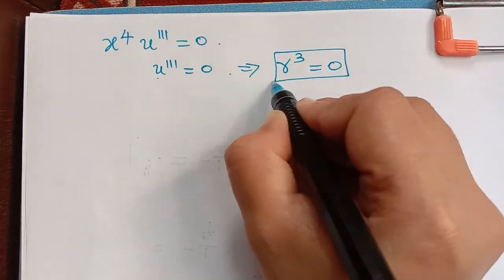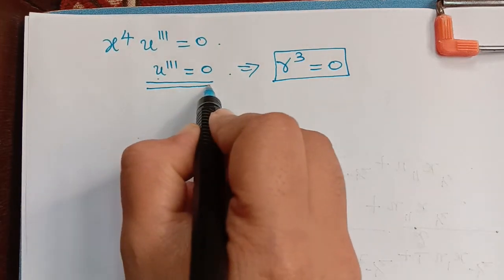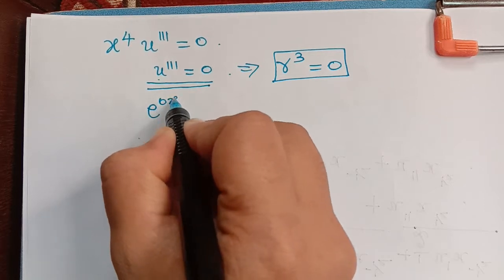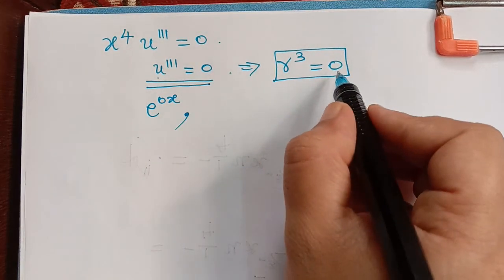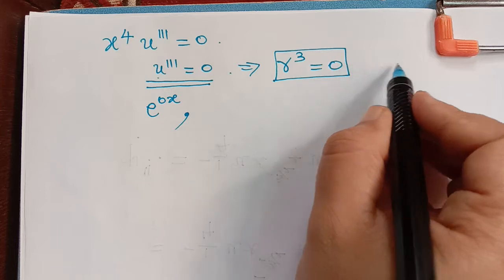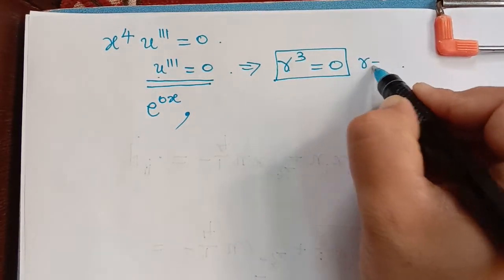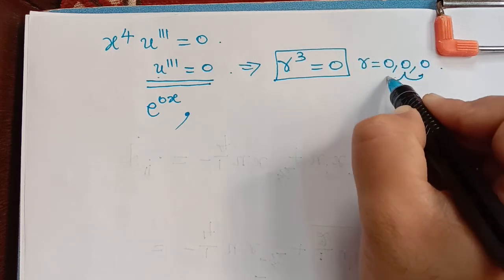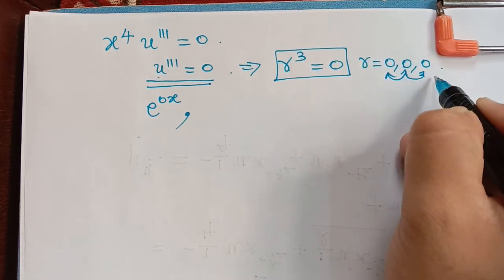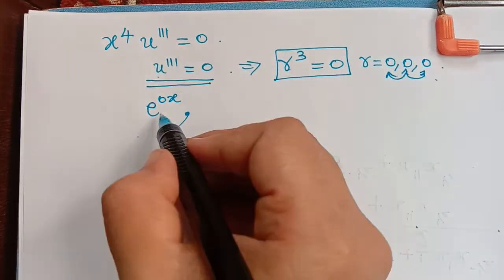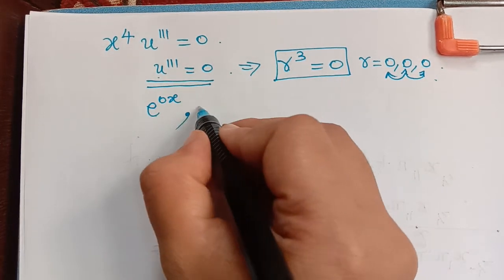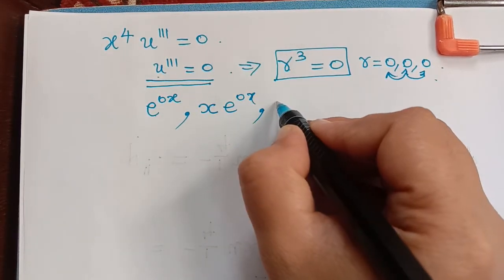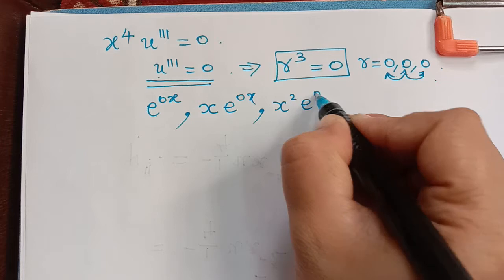So if this is the characteristic polynomial, what about the roots of this equation? The first root will be e power 0x, it's a 0 of multiplicity 3, because r cube is 0, which means r equal to 0, 0, 0, and it's a repeated root. If it is a repeated root, the solution will be e power 0x. The next solution has to be multiplied with x, so x e power 0x, and the next solution will be x squared e power 0x.